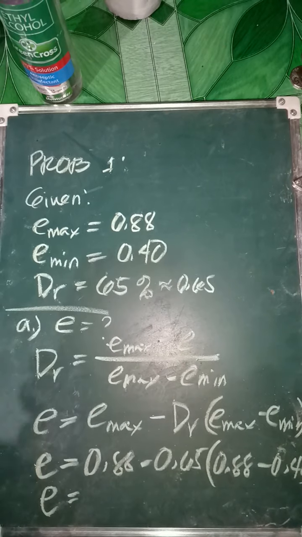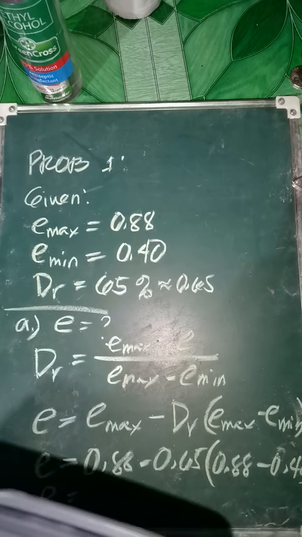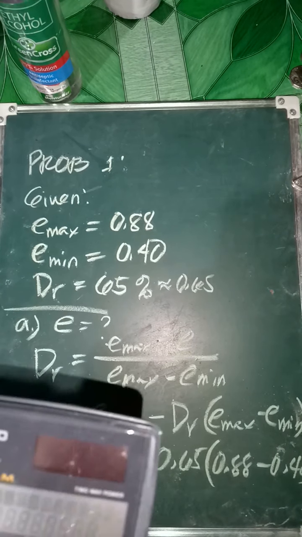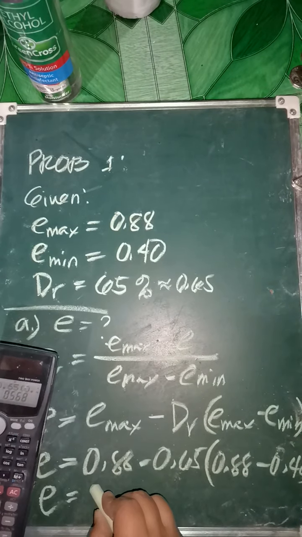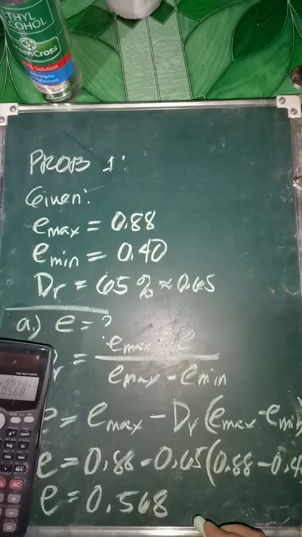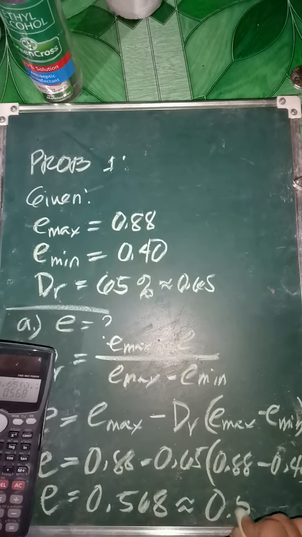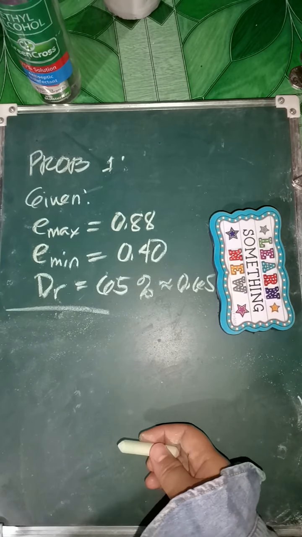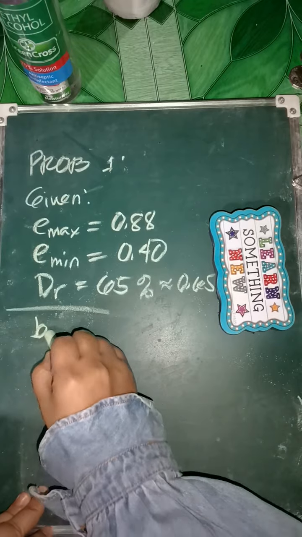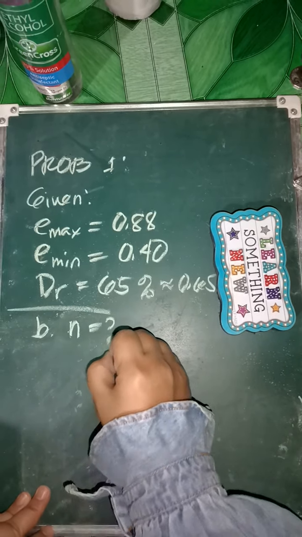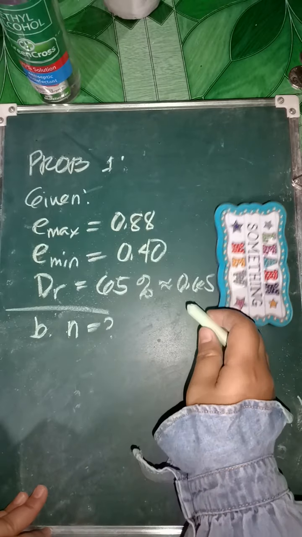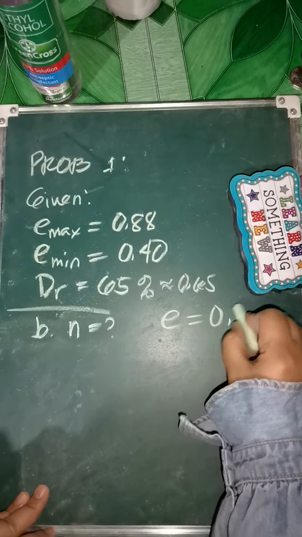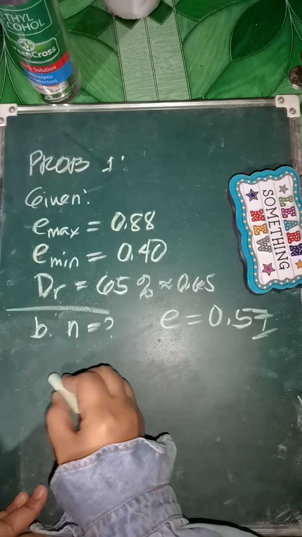Calculating this, we have the value 0.568, or that is equivalent to 0.57. Okay, for the letter B, what is asked is the porosity. The porosity is denoted as N. For the equation for N, we already have the value of E computed a while ago, that is 0.57.